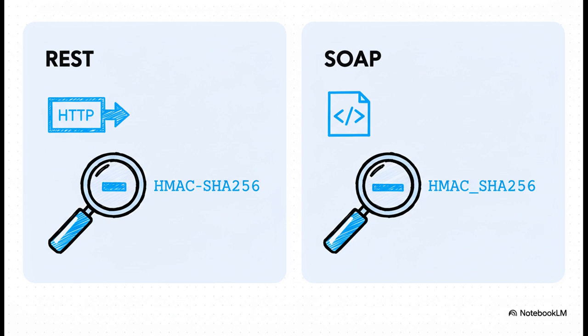Now, pay very close attention to this signature method name. For REST, it's HMAC-SHA256 with a hyphen. For SOAP, it has to be HMAC_SHA256 with an underscore. I know it sounds tiny, but if you get that wrong, you're going to get a whole other error.